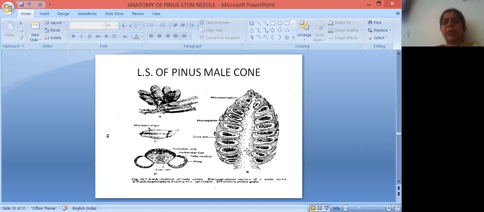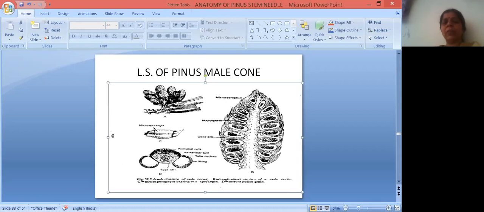So again I am repeating, this is the LS of the male cone, the central axis. On the central axis, a number of microsporophylls are present spirally, and each microsporophyll has two microsporangia, two theca, on the lower side. In this view, we are finding only one. In 3D view, we can find two microsporangia. Inside the microsporangia, these microspores are present. It is nothing but the pollen grain. It is the winged one. It leads to anemophily. It is a very common and important character of Pinus.